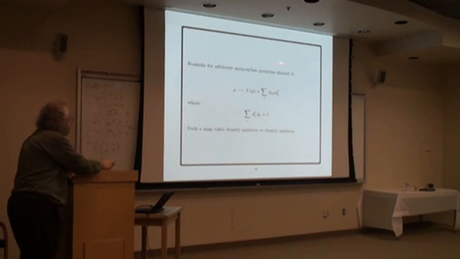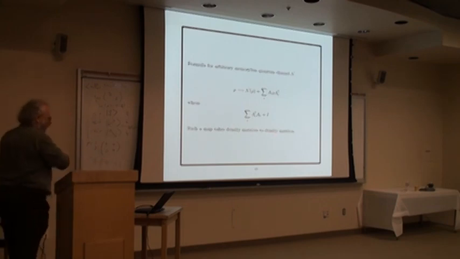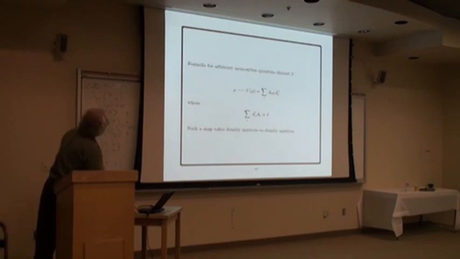And it's easy to check that if you put a positive Hermitian matrix into the channel, you get a positive Hermitian matrix out of the channel. In fact, each of these terms, A_i rho A_i dagger, is positive, so when you add them all up, it's positive. So this is a map that takes density matrices to density matrices. It turns out that any such map can be expressed in this form, but I'm not going to prove that. I'll talk a little bit more about that later.